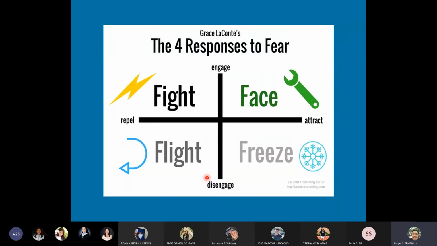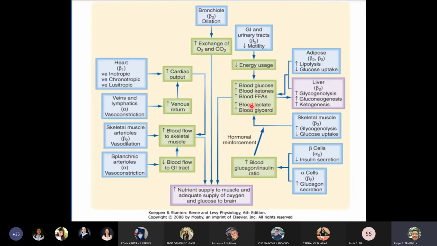But now in psychology, they said the old model is fight or flight. Then later on there's a freeze. But now the fourth engagement in response to fear is fawn. So it's no longer fight or flight or just freeze, but fawn. But of course, this is more of a psychology concept.